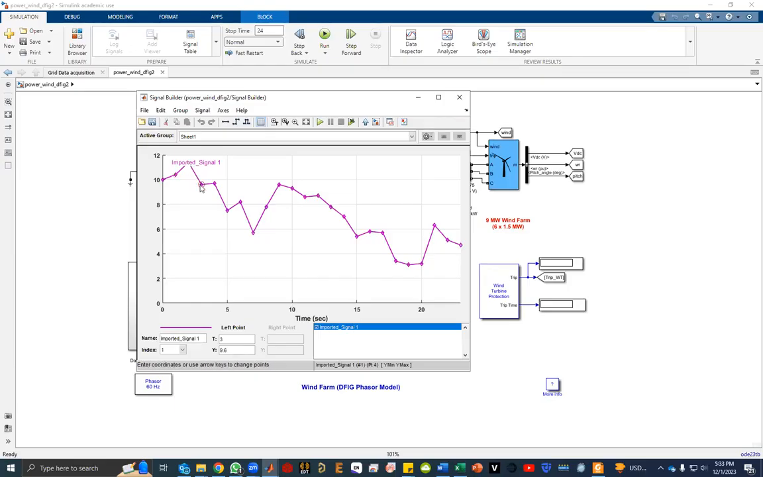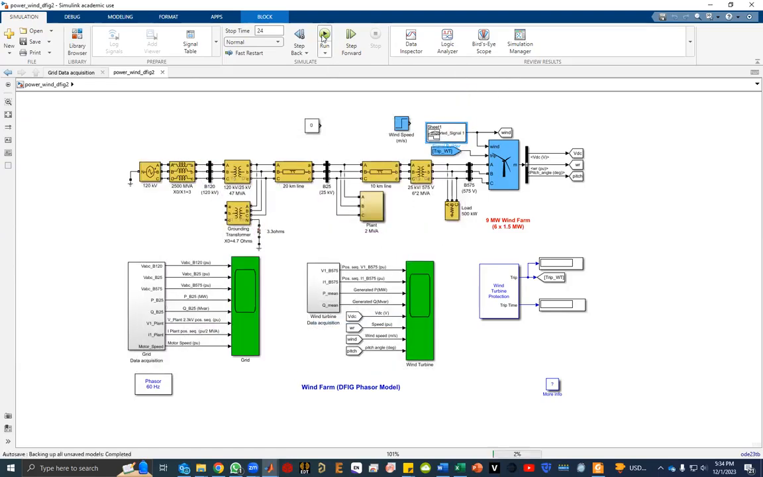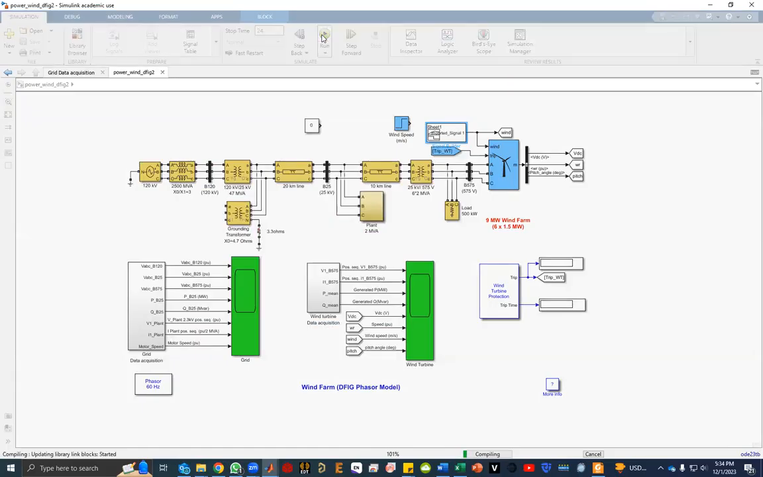This is actually a wind profile I collected from, I guess, San Francisco or some other city. I can't remember, but it is an actual wind profile. So if I run it, then I will see that.